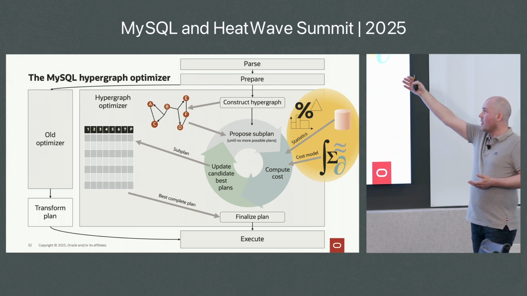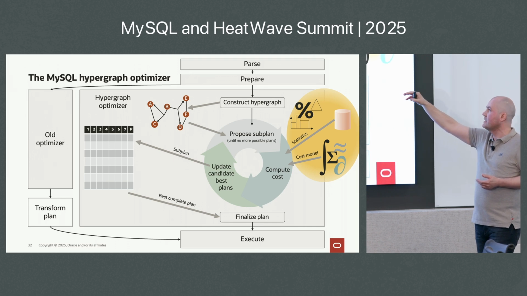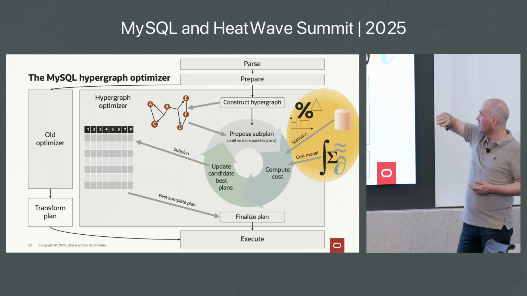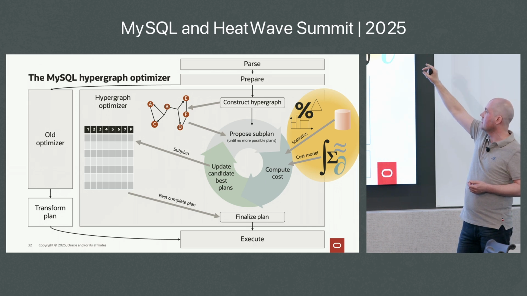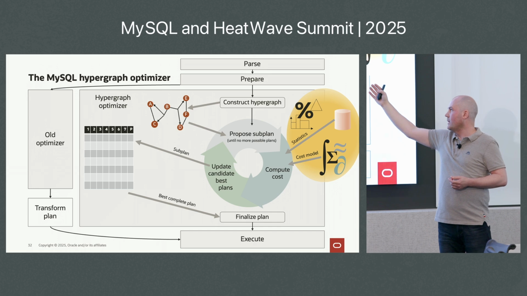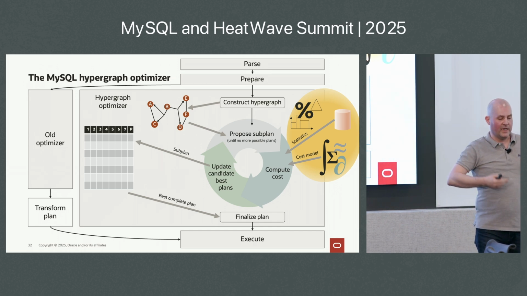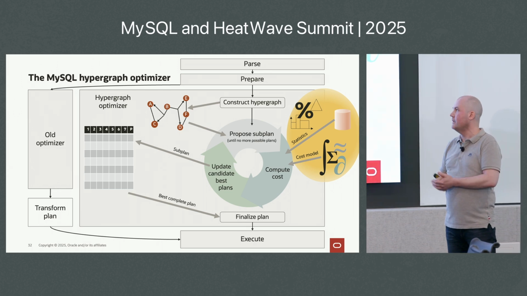So then go back to our hypergraph, propose a new subplan. Let's say we've exhausted all the options for table C as well. We now try to join table A and C. We propose a subplan for hash join of table A and C, A as the build table, C as the probe table. Compute the cost of that. We update the list of best plans. We have no other plan for table A and C, so A hash join C is the best plan we've seen so far.